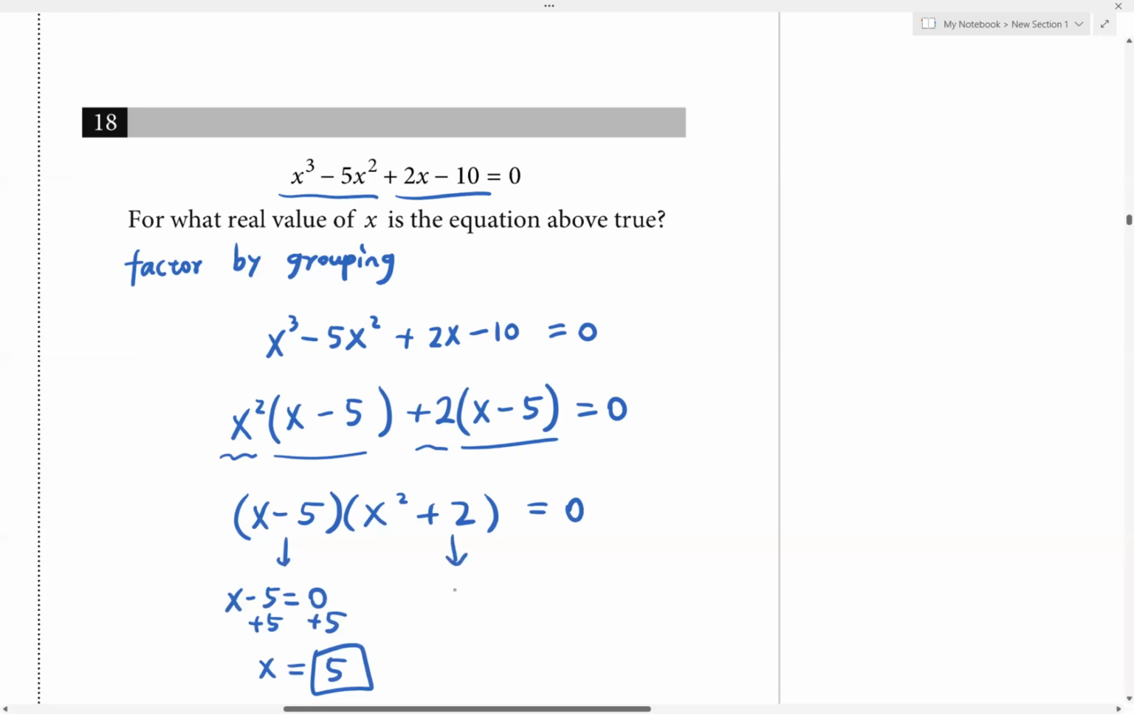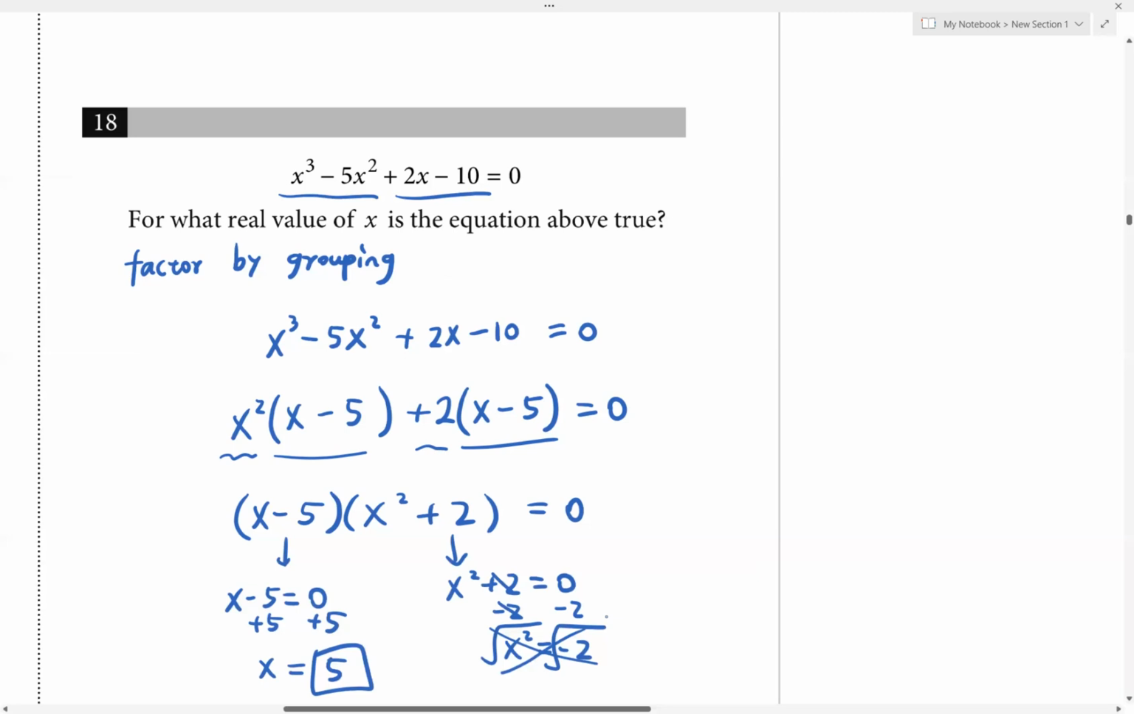And the other factor, we set it equal to 0. To solve for x, we have to subtract 2 on both sides. We get x squared equal to negative 2. To solve for x, we have to take the square root on both sides. But we have a problem: we can't have the square root of a negative number. That won't give us a real solution, it will just be imaginary. So this part we can just ignore.